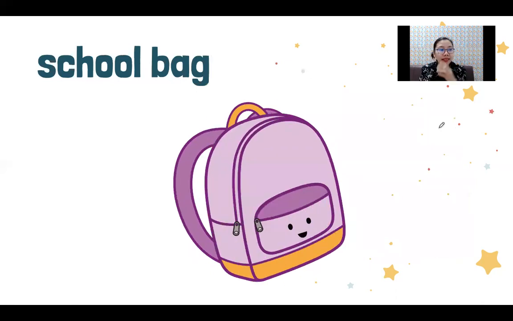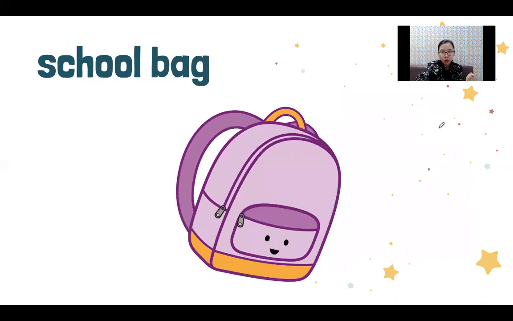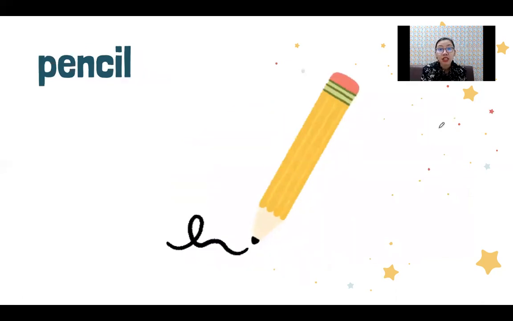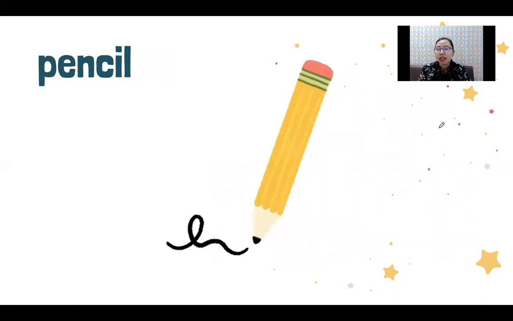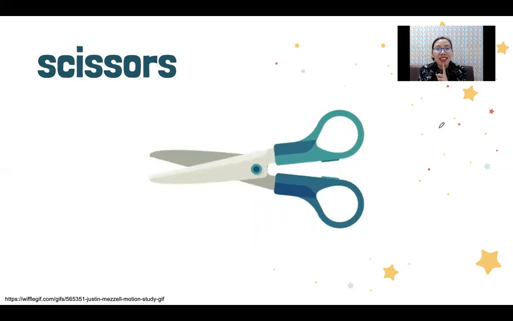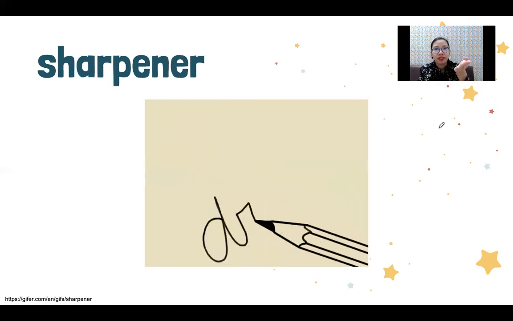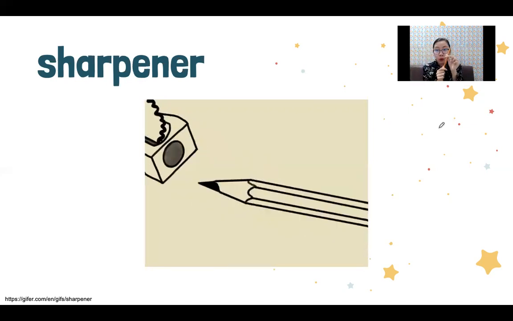Next one, school bag. This is where we put our notebook, book, and pencil. Next one, pencil. Remember, not the tip of the pencil. And then pen. Pen is like this. I think you know now the difference between pencil and pen. Next, scissors, used to cut. Sharpener. A sharpener is used for pencils.